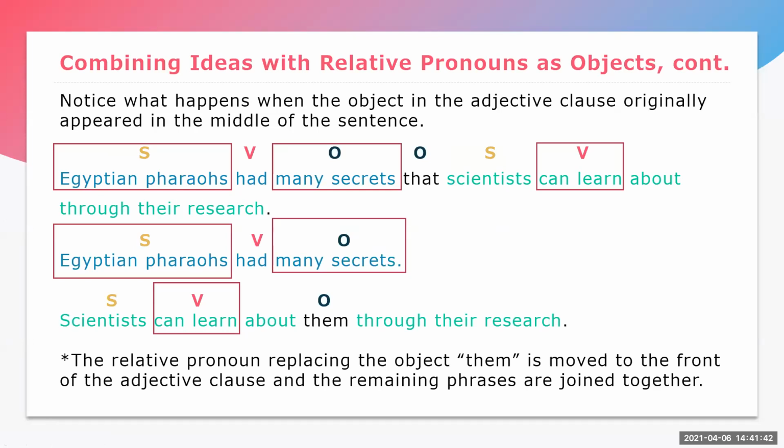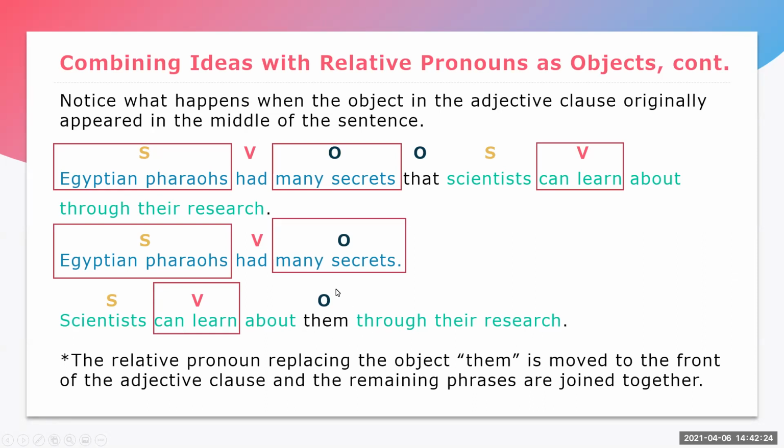That example was kind of easy because there was no additional information or language that followed the object pronoun them in the sentence we made into an adjective clause. Since ideas are often expressed in more complicated sentence structures, let's take a look at how you create an adjective clause from a sentence that has additional information following its object. So on this slide, we have two sentences that we want to combine. Egyptian pharaohs had many secrets, and scientists can learn about them through their research.